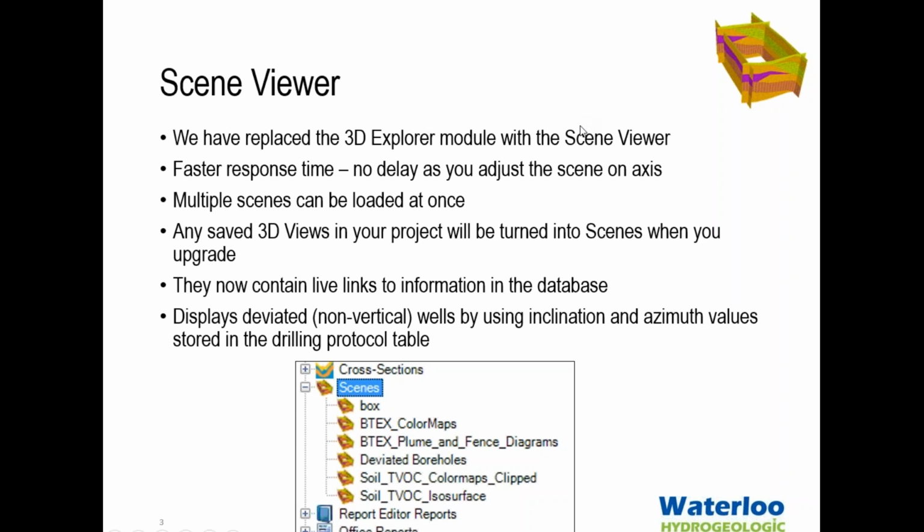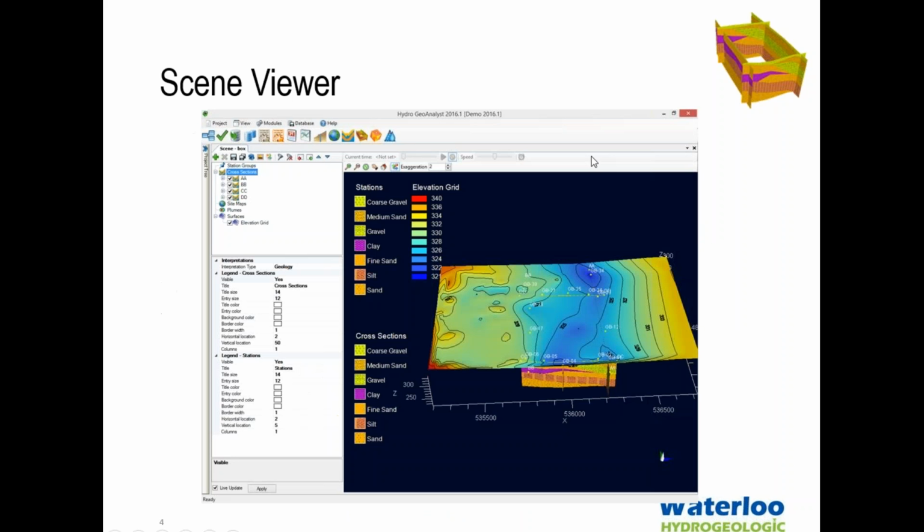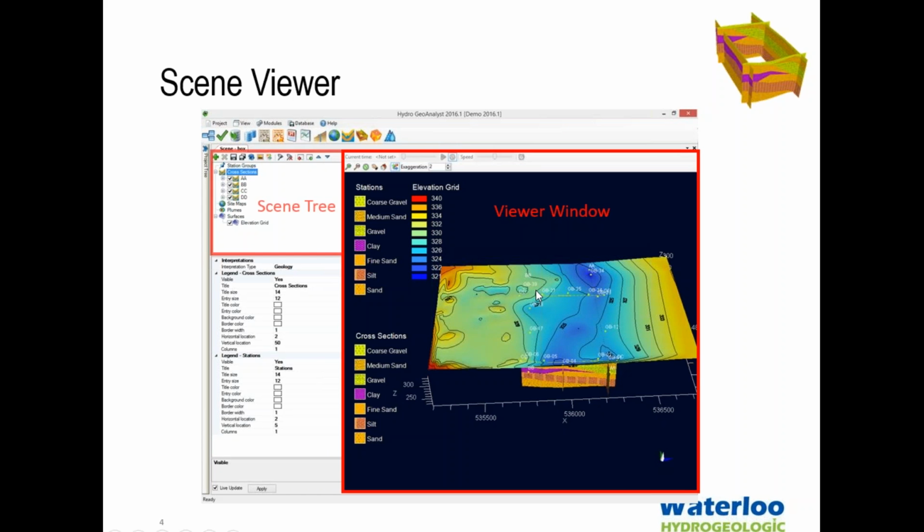So let's take a look at the Scene Viewer. It will have a similar layout to the 3D Explorer if you've looked at that one before, if you've been familiar with that module. The viewer window is the main portion, what you're seeing here. And now what we have is a scene tree that stores in a nice organized fashion all of the different objects that you can load into the viewer window.